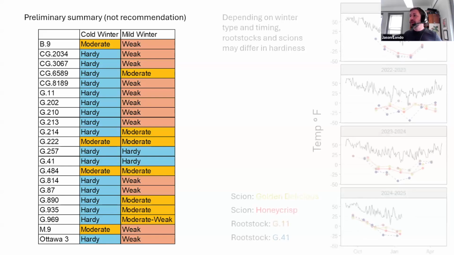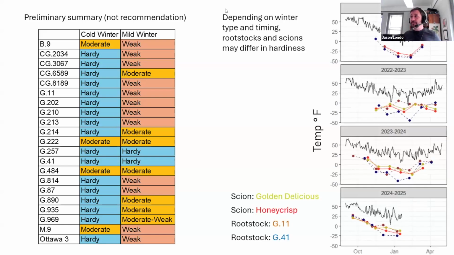The other thing I wanted to show is that depending on the winter timing and the combinations, you can have differences in cold hardiness in scions and rootstocks. And so here in 2021, 2022, if we look at Honeycrisp as the scion, G11, which is weak, and G41, which is hardy, you see they all have a good U shape, but the scion is the weakest of the 3. In the fall spring year, you can see that the scions are more cold hardy than G11, but not G41.